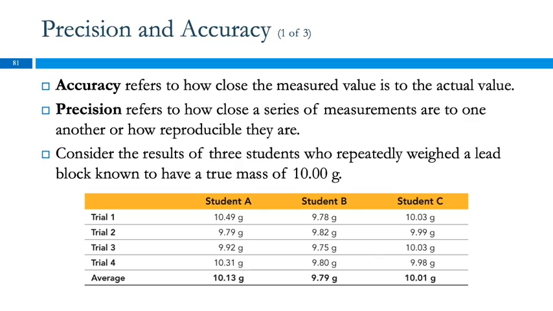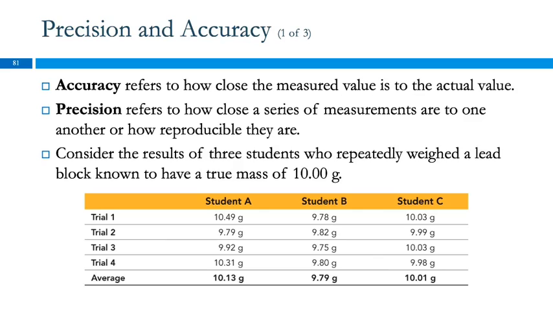Precision and accuracy. These are similar concepts, and yet there's a significant difference. Accuracy is how close to the true value your measurement is. Precision is how close to each other a series of measurements are.